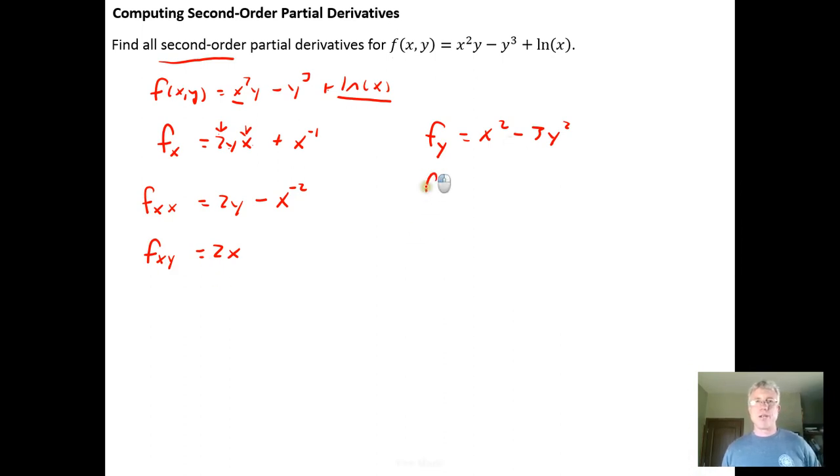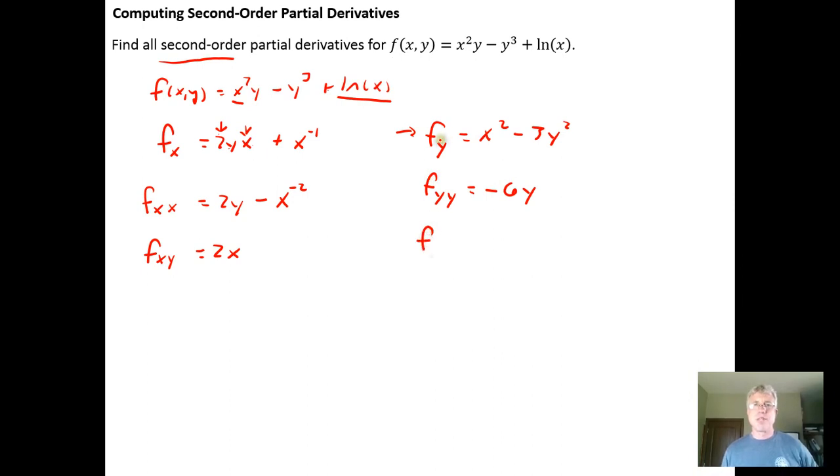Then I can step over here and calculate f sub yy. So take the derivative with respect to y, which we've already done right here, then take the derivative with respect to y again. The derivative of this with respect to y, the x squared will be constant, so we'll get 0, minus 3 times 2 comes down, so we get minus 6y, where we take the derivative with respect to y both times.